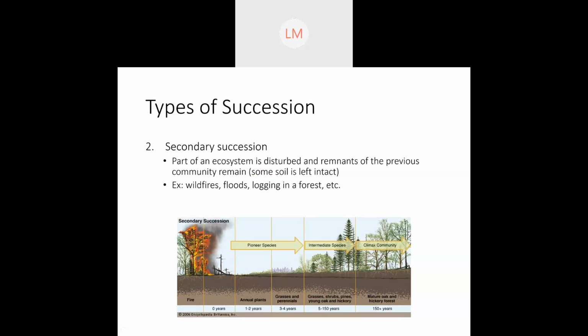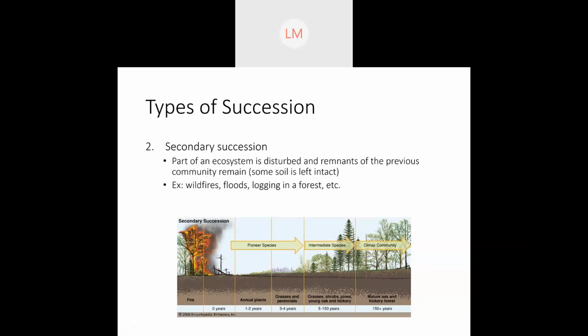In secondary succession, a part of an ecosystem is disturbed, but we still have remnants of that community. We still have some soil left intact, so this is a much quicker rebound. A wildfire, a flood, or a forest being logged are all examples of events that can cause secondary succession. Because we already have soil established, we can skip over a lot of the first things that need to come in, like lichens. We don't need to break down new rock.